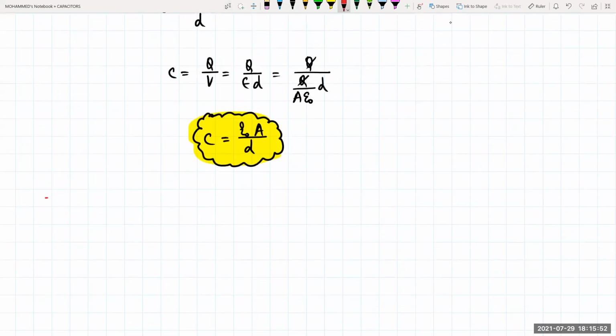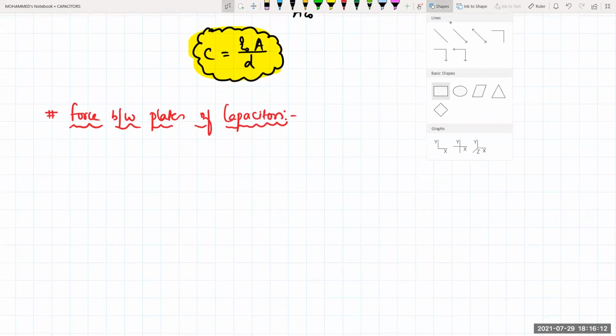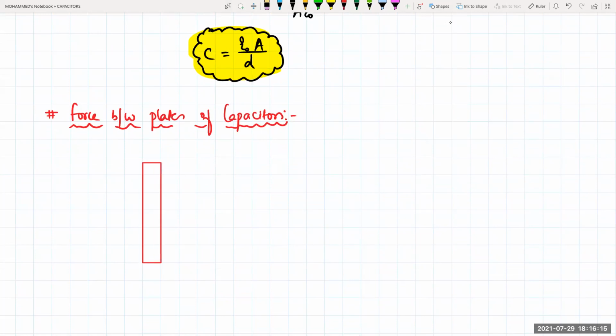Force between the plates of capacitors. Let's see, if I'm taking capacitors like this. This is one plate here, and this is another plate here. Charge is stored on this one, beta. This one is positive, and this one is negative. This is the first plate, and this one is the second plate.